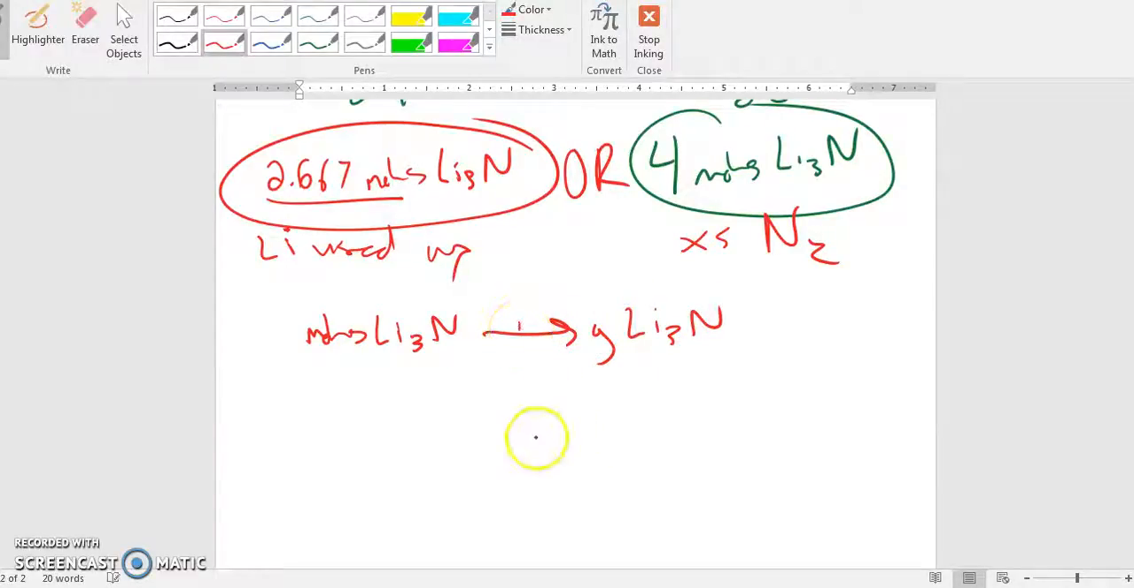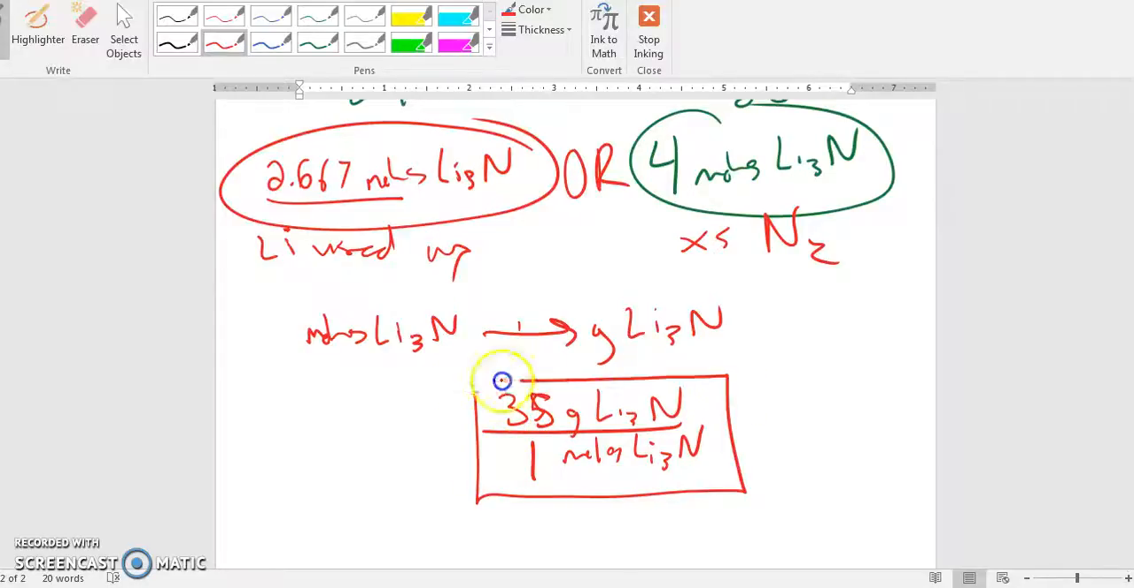That's a quick and easy one sandwich. Moles lithium nitride here, grams of lithium nitride. We know 1 mole of lithium nitride is going to be, what's that? 14 times 3 is 42. Does that sound about right? And then another, oh, wait a minute. That's 7 times 3 is 21, and 14. So that is going to be 35 grams, I believe, of lithium nitride per 1 mole. If I have that wrong, you could probably do it better.